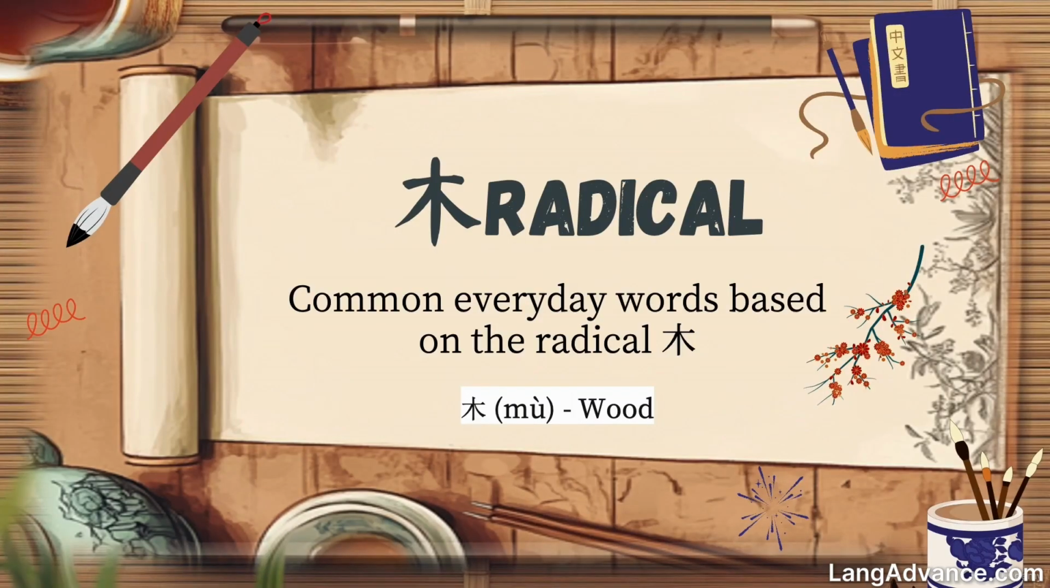Hi, and welcome to today's lesson. We will be looking at the common everyday words based on the radical 木, which means wood or tree. It is a fundamental component in many Chinese characters, and when you look at the radical, it's commonly referred to as the 木字旁 or the 木字底, depending on where you position the Chinese character.